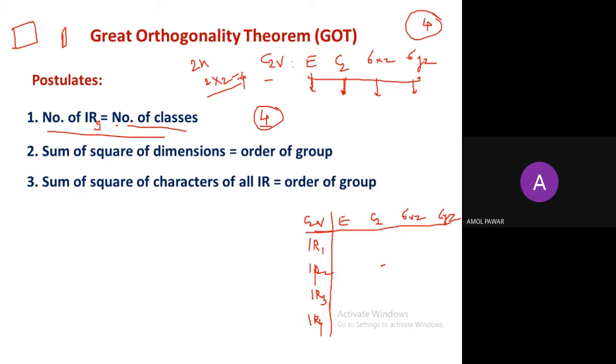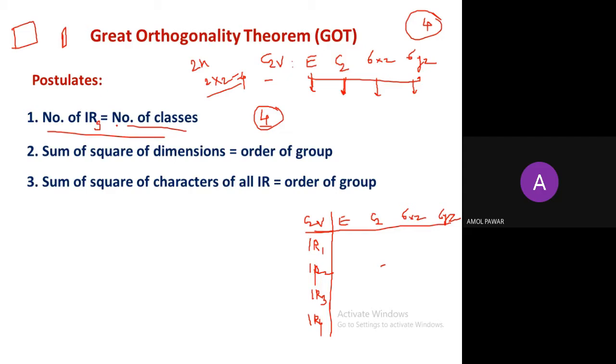Second postulate: the sum of squares of dimensions is equal to the order of the group. Dimension is with respect to identity, right? We saw this in the matrix representation. The sum of squares of dimensions is equal to the order of the group.